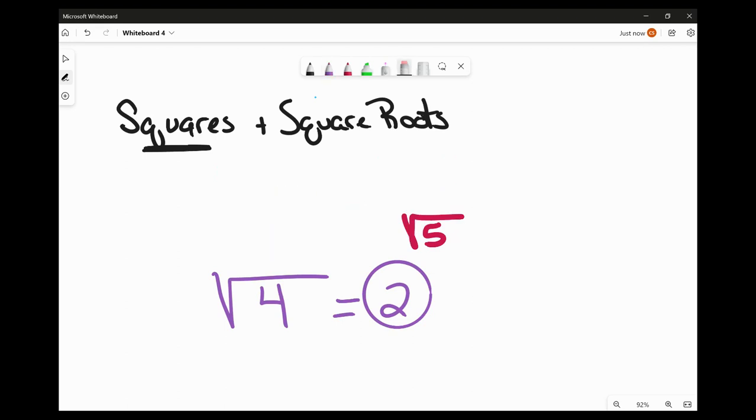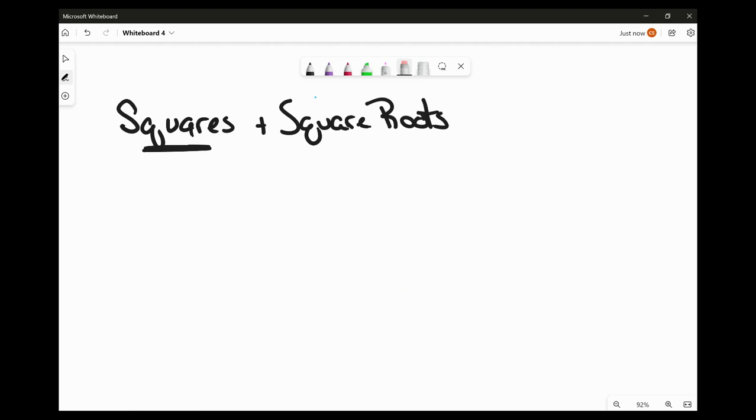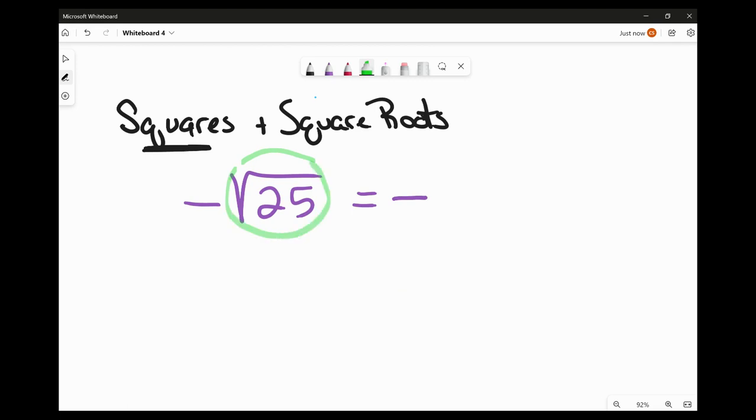Okay, and I'm just going to show you one last thing with square roots. Sometimes you may have a number on the outside. Let's say we have the square root of 25, and we have a negative sign on the outside. A negative sign on the outside doesn't change anything. I want you to be paying attention to inside: the square root of 25 is 5. And then there's a negative on the outside, which makes this answer -5.